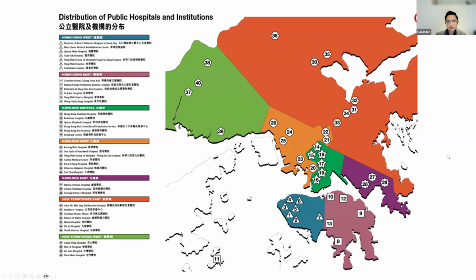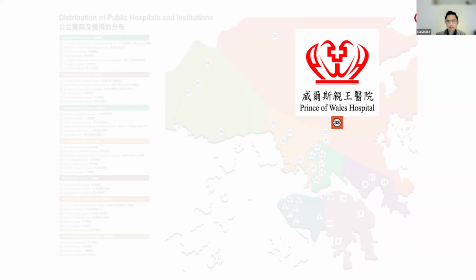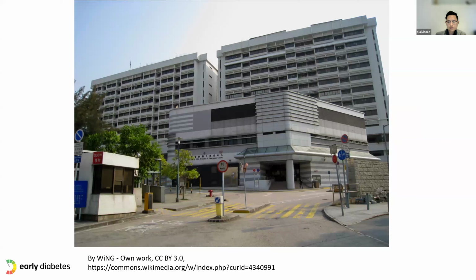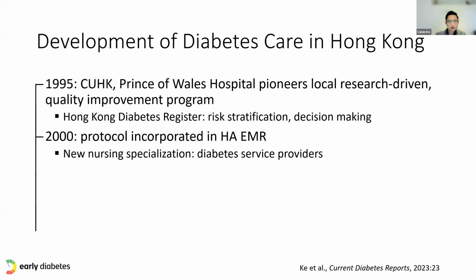The HA is split up into different clusters, and there are different hospitals in each cluster. The Prince of Wales Hospital is located in this northeastern region called the New Territories East Cluster, and this is where this entire program began. And so this is a picture of the Prince of Wales Hospital. It's a place where I went to work during my research training every day for a year, learning about this program and working with their data and learning about their EMR. And so in the year 2000, they actually incorporated this protocol that was originally on paper, and they incorporated into their EMR in the HA. And they also created a new nursing specialization.